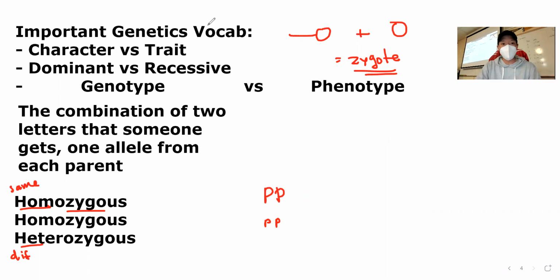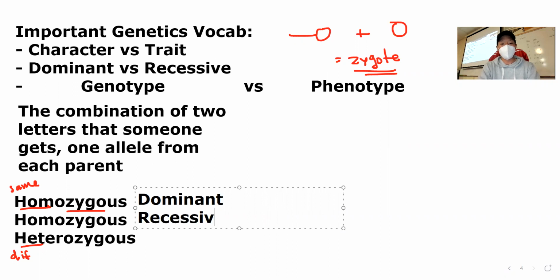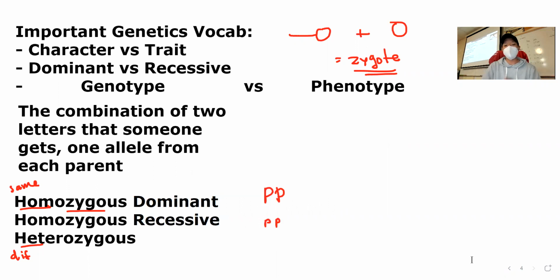So how do we tell the difference between big P's and little p's? It's really simple. After the word homozygous, it always must be followed with another word. So the big P is going to be called homozygous dominant, whereas the other one is going to be called homozygous recessive. Okay, and I'm going to try to position that so it's right after, like that. So that is homozygous dominant, that's homozygous recessive.